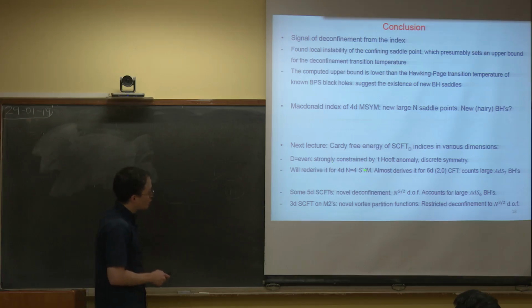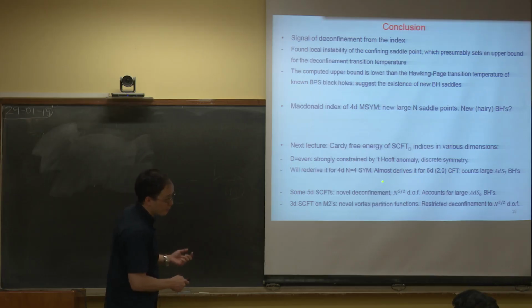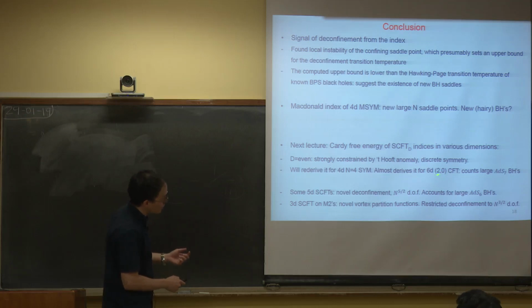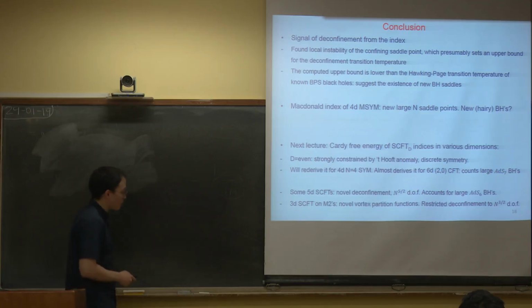And a similar technique will be applicable to some non-Lagrangian theories, let's say 6d (2,0) theories. I don't know how to say it, but maybe it almost derives the Cardy free energy of 6d (2,0) theories, with some logical gaps that have to be filled in. So I tried to explain that to you yesterday, and I'll try to explain that tomorrow. And the almost-derived free energy will successfully count large AdS7 black holes as well.